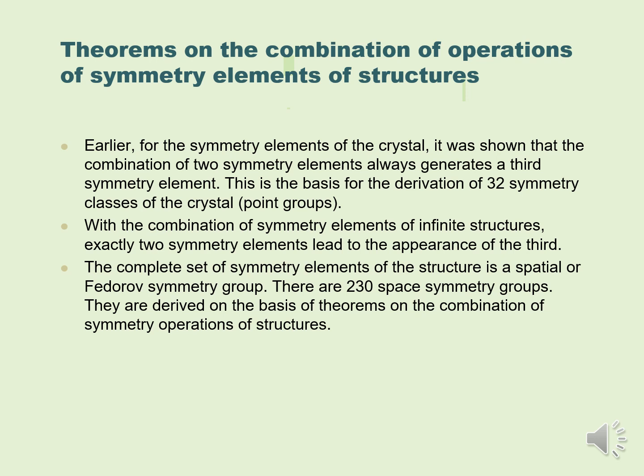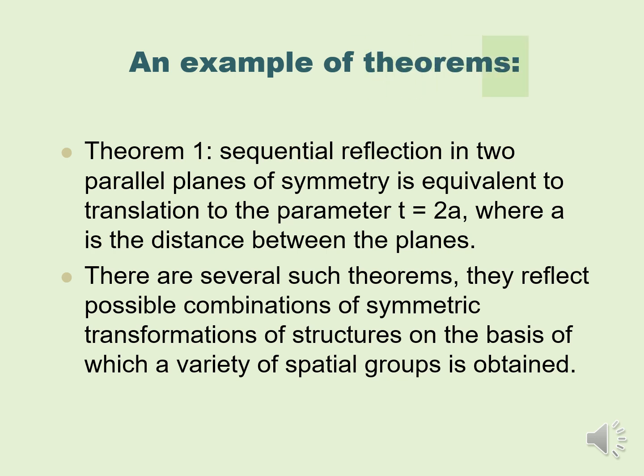There are 230 space symmetry groups. They are derived on the basis of theorems on the combination of symmetry operations of structure. Here you can see an example of the theorems. For example, theorem 1, the simplest, of course. Sequential reflection in two parallel planes of symmetry is equivalent to translation with the parameter t equal to a, where a is the distance between the planes.